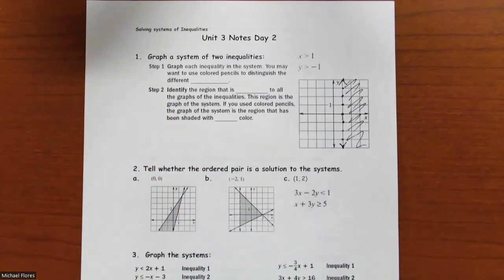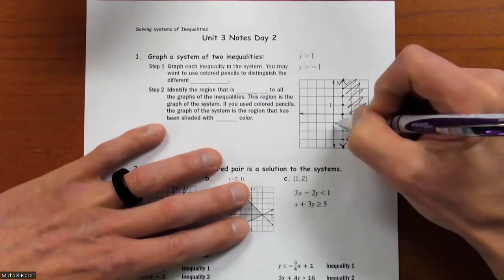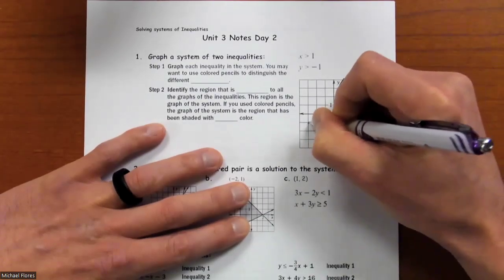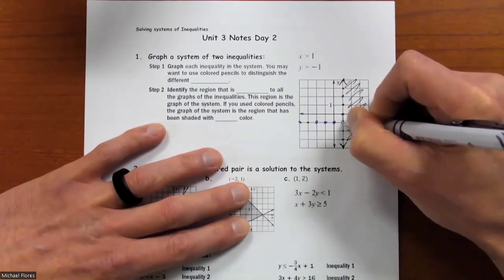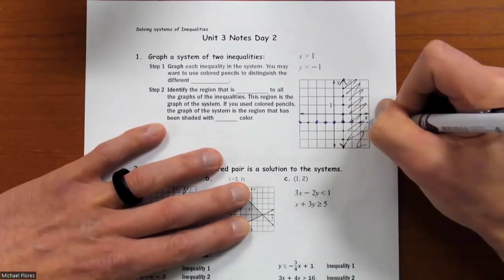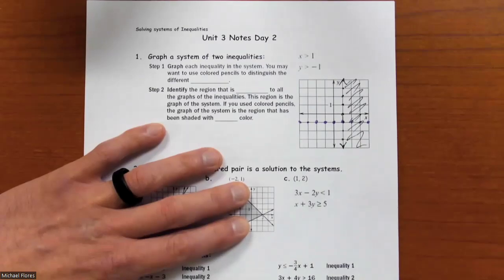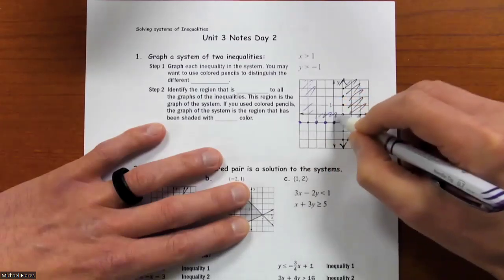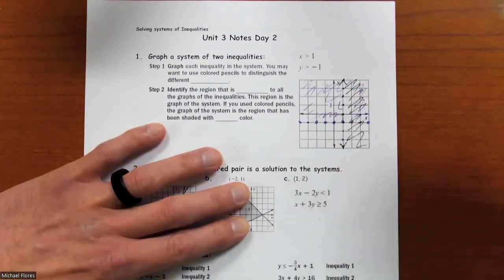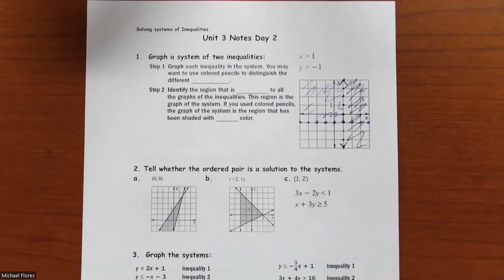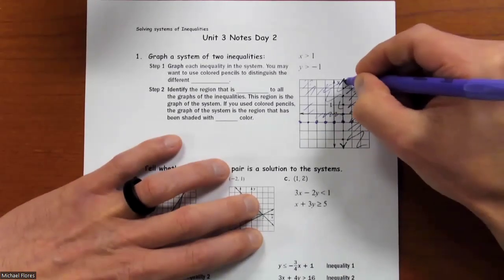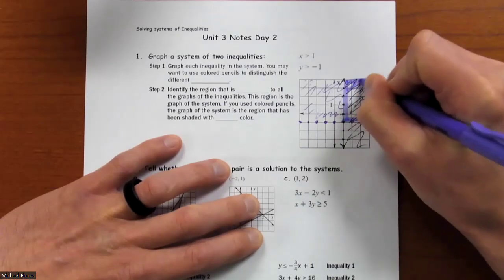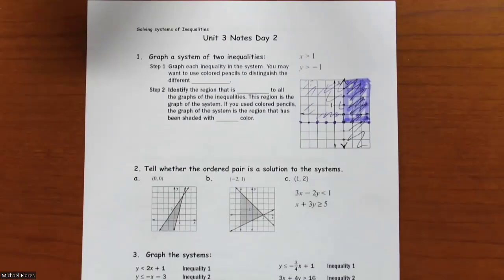Now, y is greater than -1. Well, this is where y is -1. And now we want to draw dots to the left and to the right of that. All the values where y is greater than -1 are above that line. So let's shade up here. And your solution is where these colors meet. So this region right here. That's how you graph them.